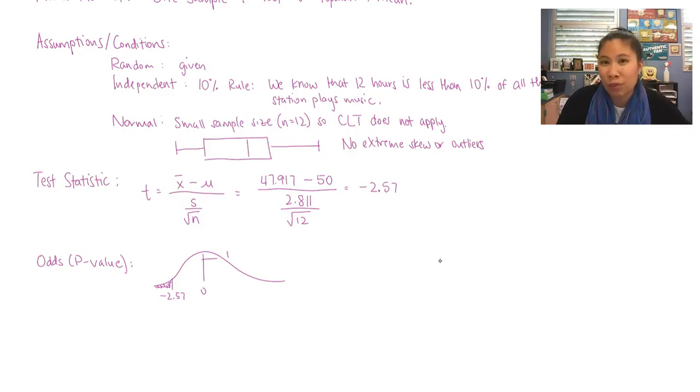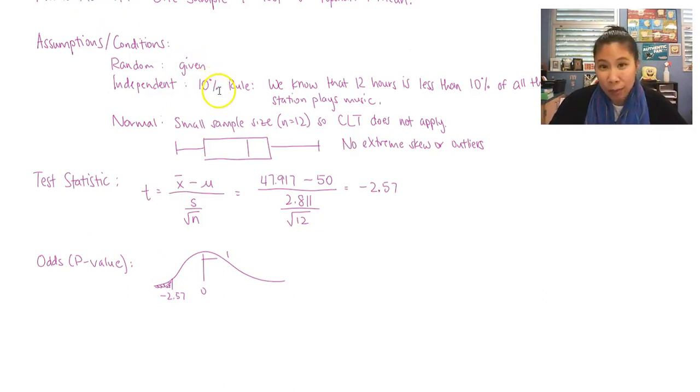So the whole definition of a p-value is that it's what we observe to be extreme or more extreme than what we observed in our sample. So that's why it's always shaded away from the mean. So that's the area that we're trying to look for.